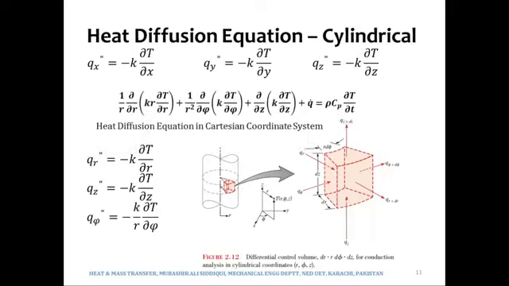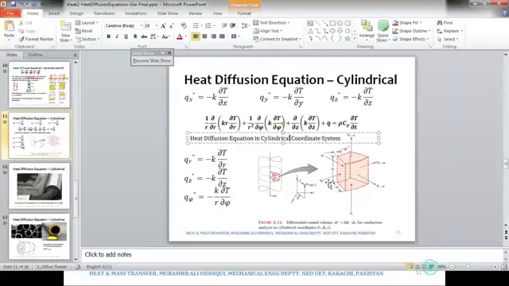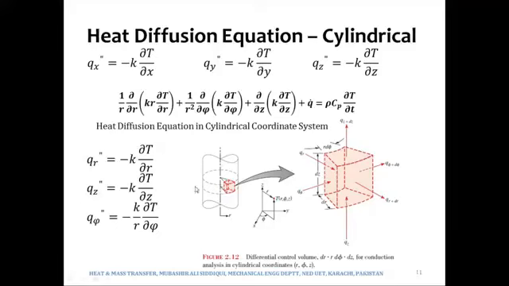And if you work the things out, if you derive it yourself, you will get this equation: 1 over r ∂/∂r of k r ∂T/∂r plus this quantity, plus the third quantity, which is the same that we had in the Cartesian coordinate system. So this is the heat diffusion equation in cylindrical coordinate system.